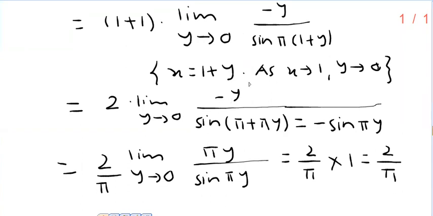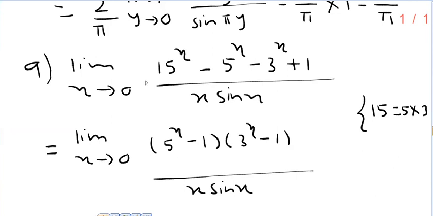We know limit x tends to 0, sin x upon x is 1. So limit x tends to 0, x upon sin x will also be 1. Or you can say divide numerator and denominator by y. Here it is sin pi y. So though the numerator is y, I have written pi y. That is, I have multiplied the numerator by pi. So I have to multiply the denominator also by pi. So 2 upon pi into this limit. The value of this limit is 1. So 2 upon pi is the final answer.